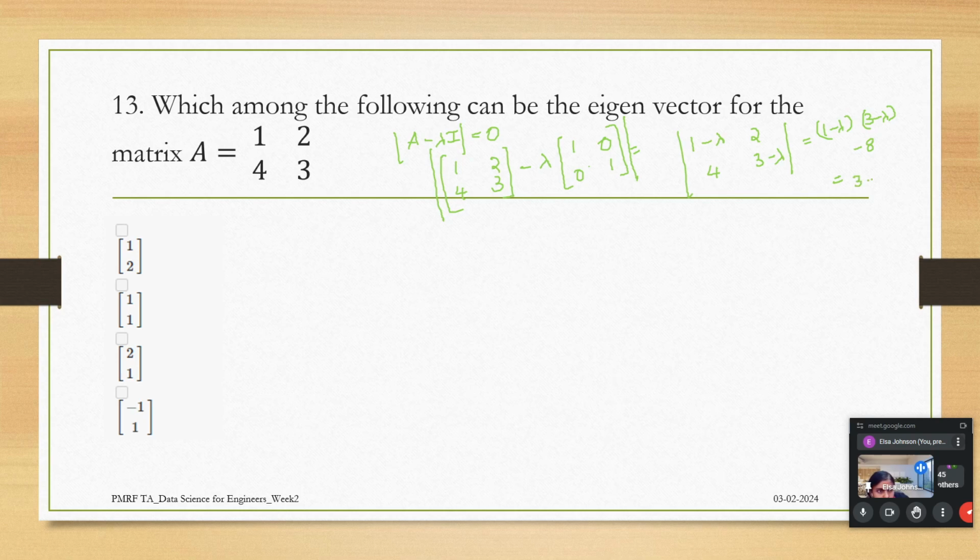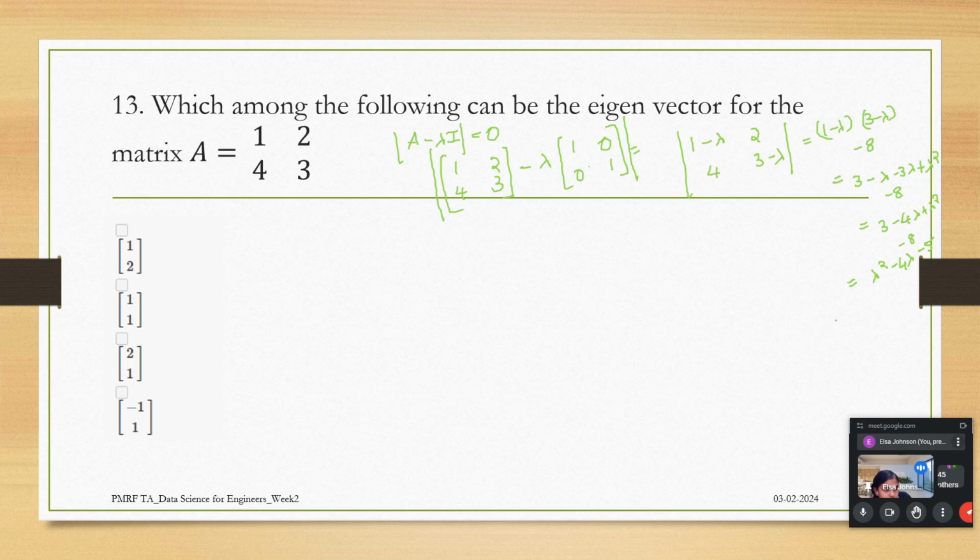So 3 minus lambda minus 3 lambda plus lambda square minus 8. So it will be 3 minus 4 lambda plus lambda square minus 8, or it will be lambda square minus 4 lambda minus 5.